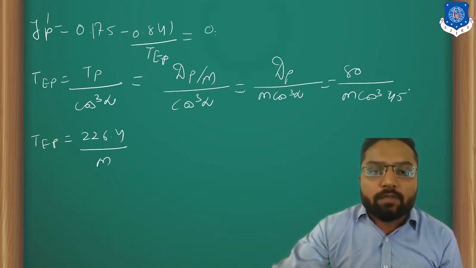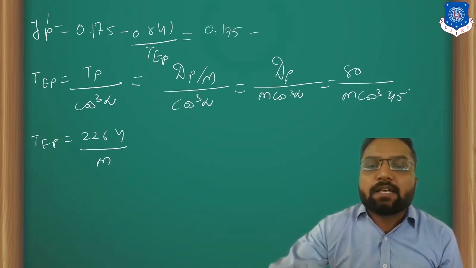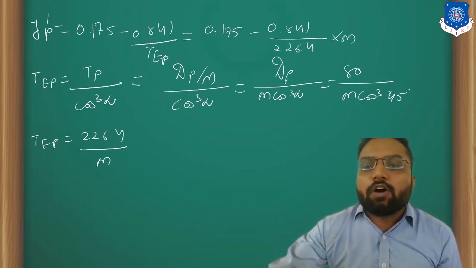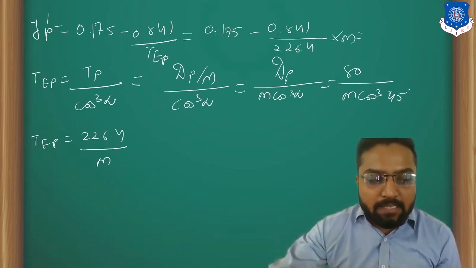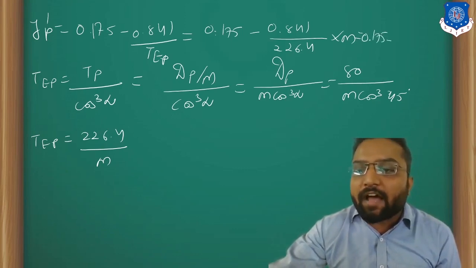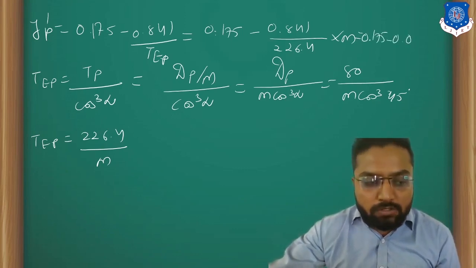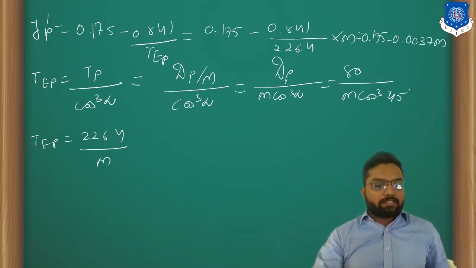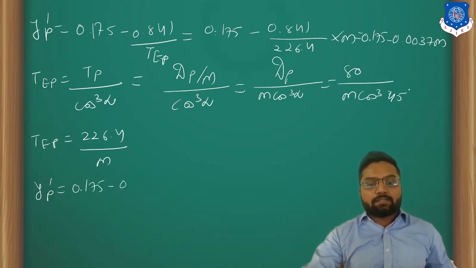Let's put this value into this YP dash. 0.175 minus 0.841 divided by 226.4 into m. So ultimately it will be represented as 0.175 minus 0.0037 of module. So YP dash comes out as 0.175 minus 0.0037 of module. So this is your YP.